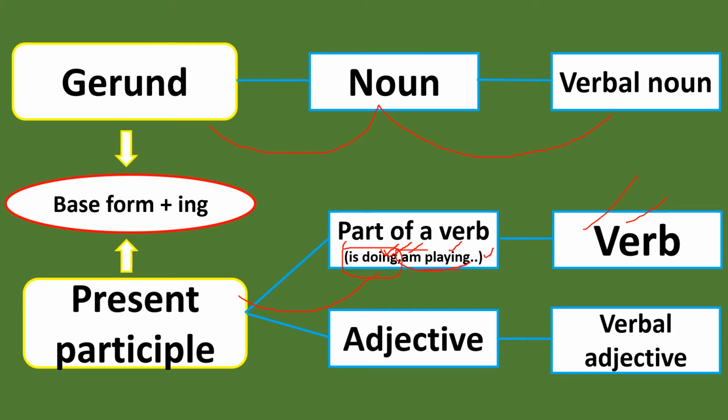Sometimes it acts as adjective also. I will give you some examples also. Sometimes it acts as adjective, so it is named as verbal adjective. So finally we conclude that gerund is named as verbal noun because it functions as noun. Present participle is named as verbal adjective because it functions as adjective.